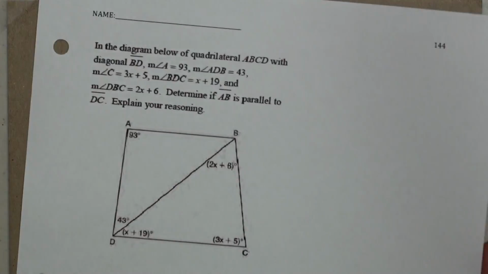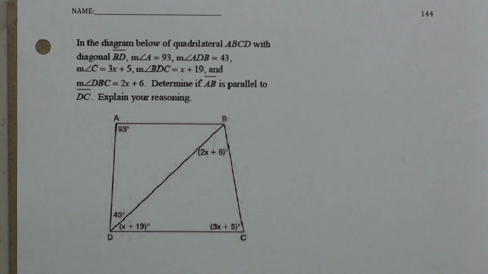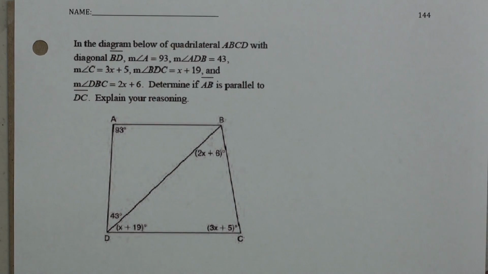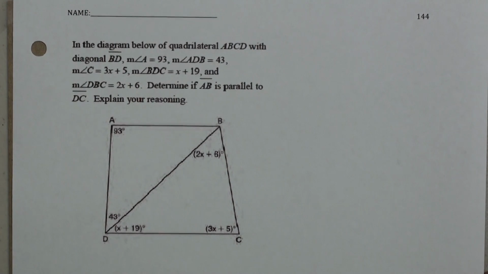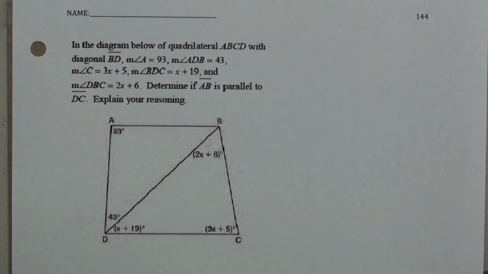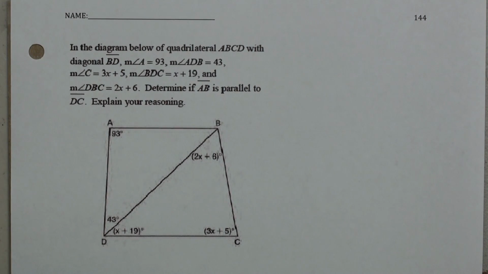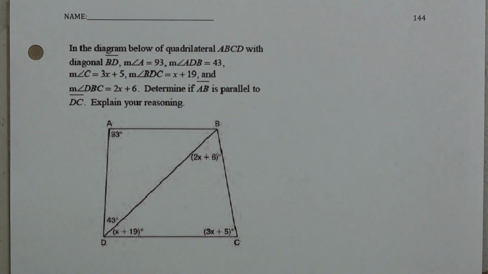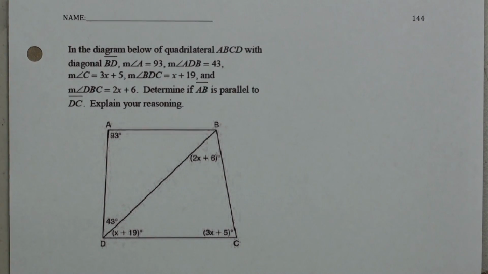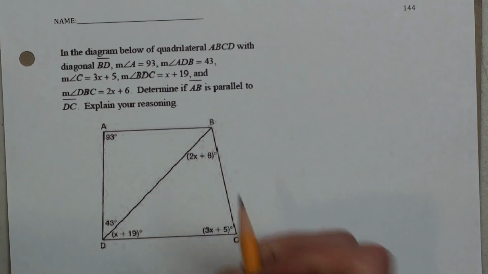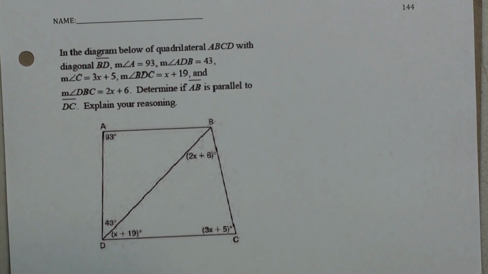Number 144. Diagram below of a quadrilateral with a diagonal BD. The measure of angle A is 93. ADB is 43. Angle C is 3x plus 5. BDC is x plus 19 and DBC is 2x plus 6. So everything is labeled. That's a 6 there. Determine if AB is parallel to DC and explain your reasoning.